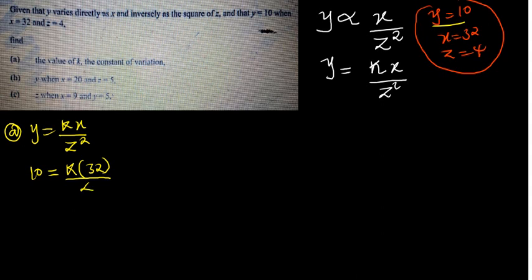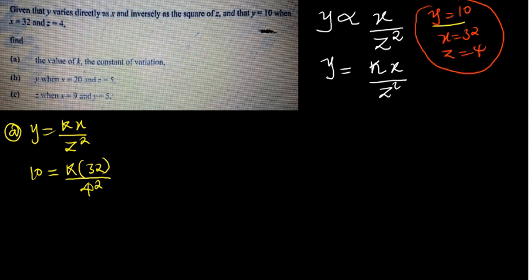So to find the value for k, it's a 32. All right, so we are going to get this equation the same way. y is equal to kx divided by z squared. Where there is y, we are going to put 10. This is going to be equal to k. Where there is x, we are putting 32. And in the denominator, where there is z, we are putting 4. But remember, it's z squared, so it will be 4 squared.